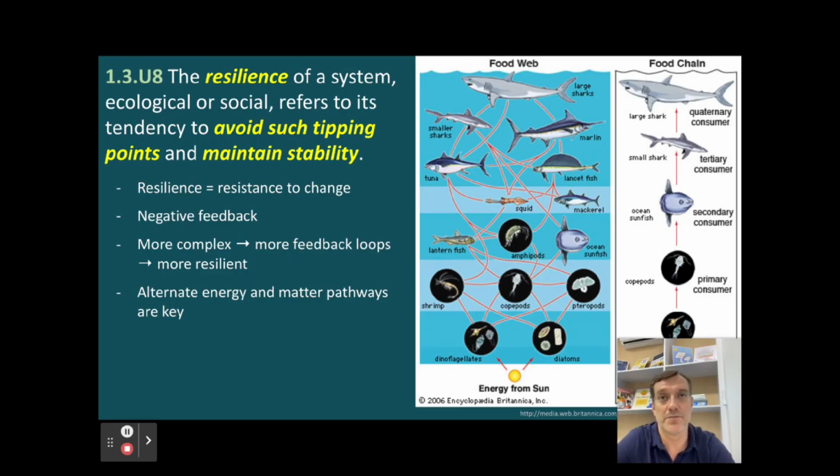The resilience of a system refers to its tendency to avoid such tipping points and maintain stability. Resilience depends on several factors, such as diversity and the size of storages within the system. Diversity, of course, refers to the variety of components and processes within a system that provide redundancy and flexibility to cope with change. For example, an ecosystem with high biodiversity has more species that can perform different functions and roles, which can increase its resilience to disturbances. If one organism dies out or the populations decrease, other organisms are present to fill in that role.